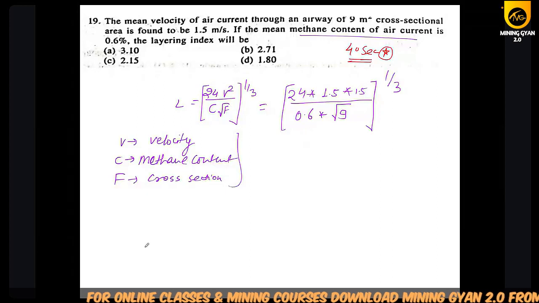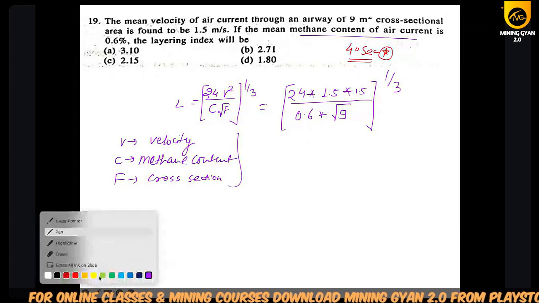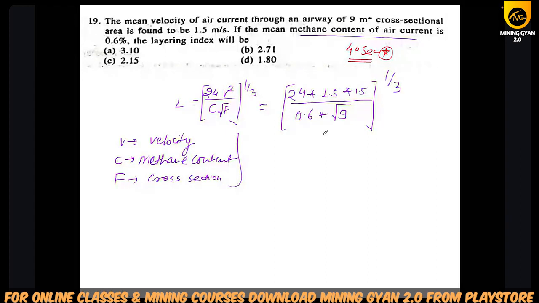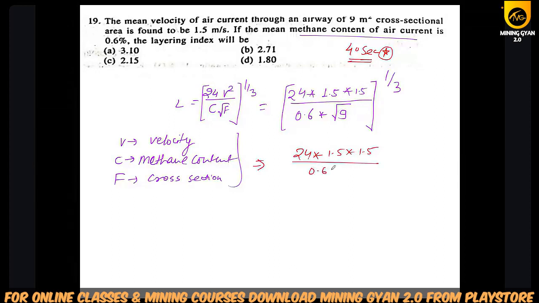So what should you do now? How will the calculation be done? Don't be scared by seeing the power. Try to solve 24 into 1.5 into 1.5 divided by 0.6 into under root of 9, which will be 3, the power 1 by 3.